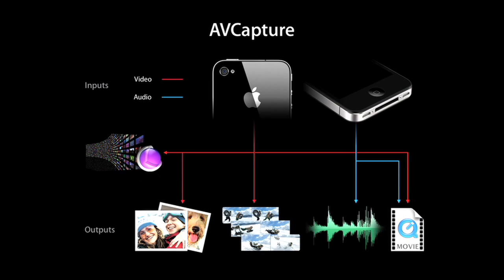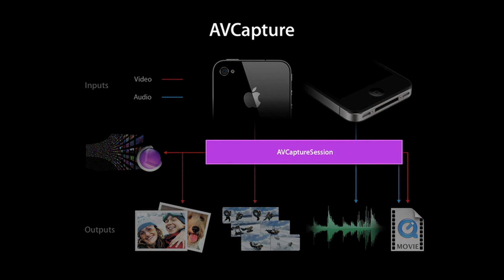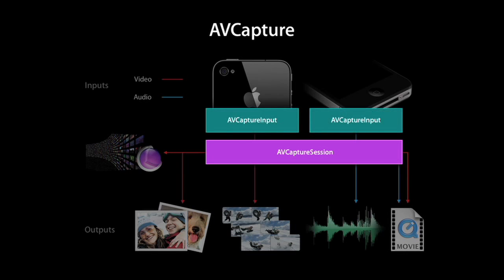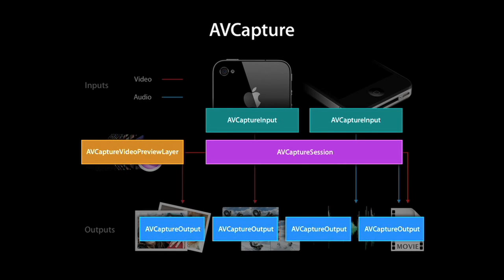Now, the class that ties everything together is AVCaptureSession. AVCaptureSession controls the entire recording and organizes all the other classes. The input devices, my camera and my microphone, are going to have AVCaptureInput subclasses associated with them. The view that I'm getting on my screen is going to have an AVCaptureVideoPreviewLayer associated with it. This is another Core Animation layer. And the various kinds of outputs will all be subclasses of AVCaptureOutput.